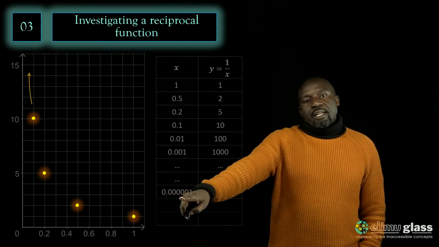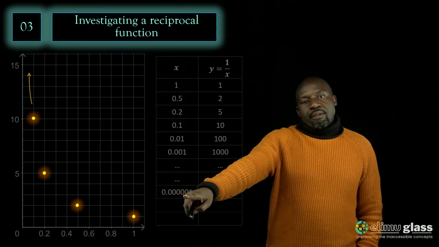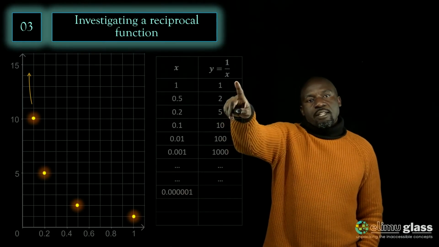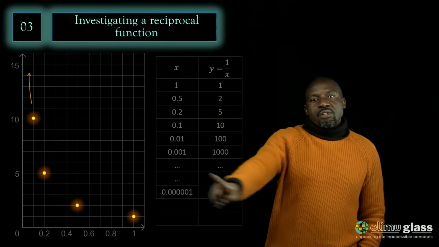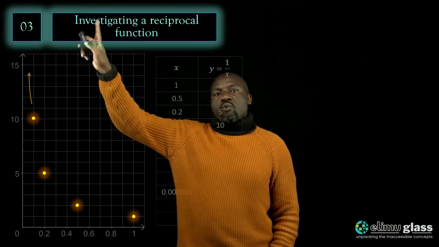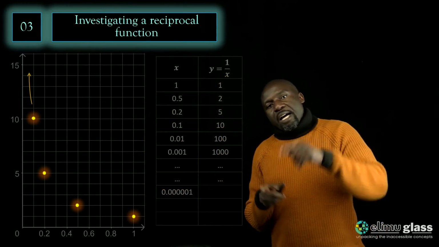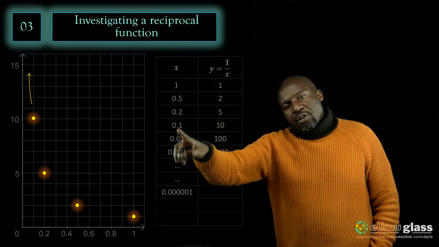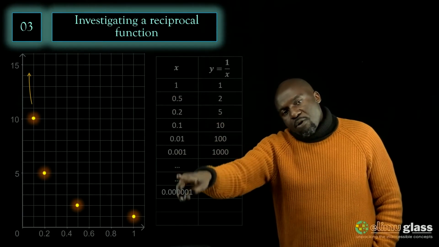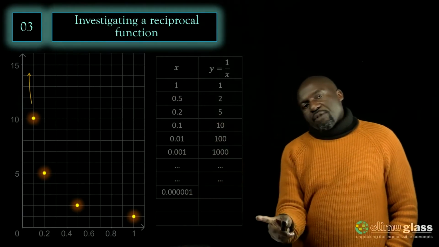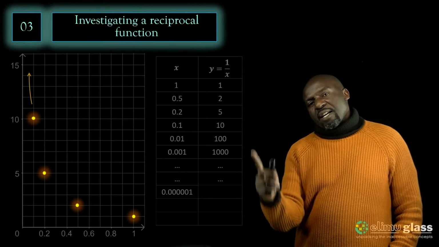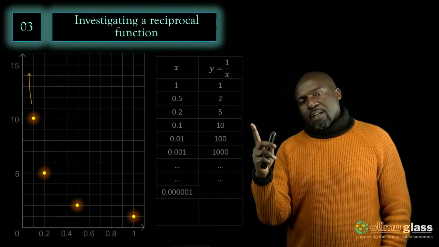Now, I've made the value of x a millionth. If I substitute that there, I should get 1 million. So the value of y is going to be 1 million. So clearly, as the value of x approaches 0, getting smaller and smaller, the value of y is getting bigger and bigger, much, much bigger.